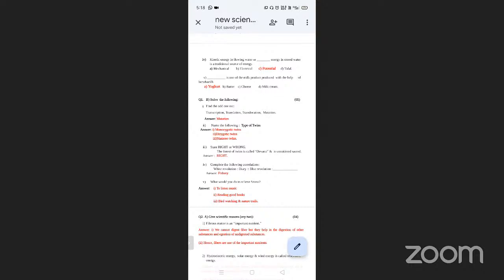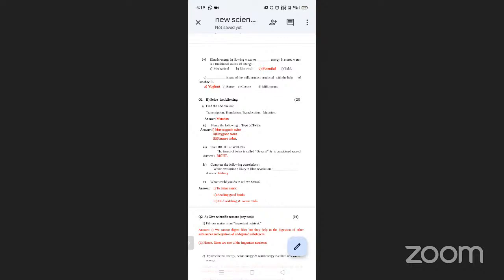Next question is, name the following types of twins. You are supposed to write the types of twins. How many types of twins are there? There are 3 types of twins, right? The first one is called the monozygotic twin, second one dizygotic twins, and the third one, that is CMS twins. These are the 3 types of twins. You just have to mention their names, because it is name the following. It is for 1 mark. So you just need to write their names: monozygotic, dizygotic, and CMS.